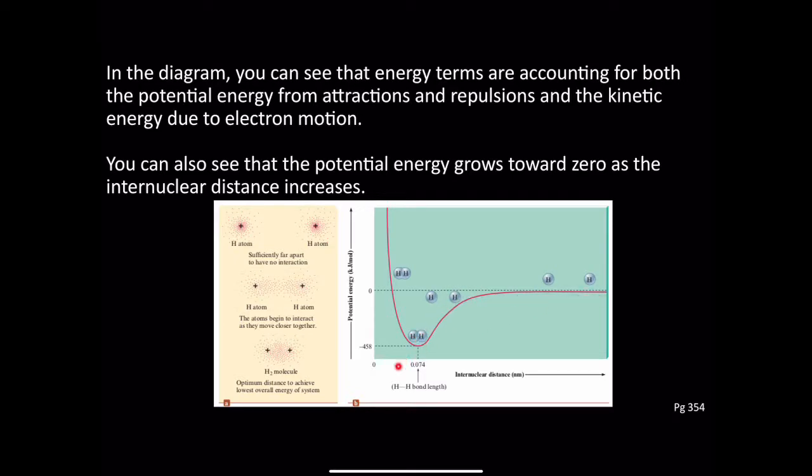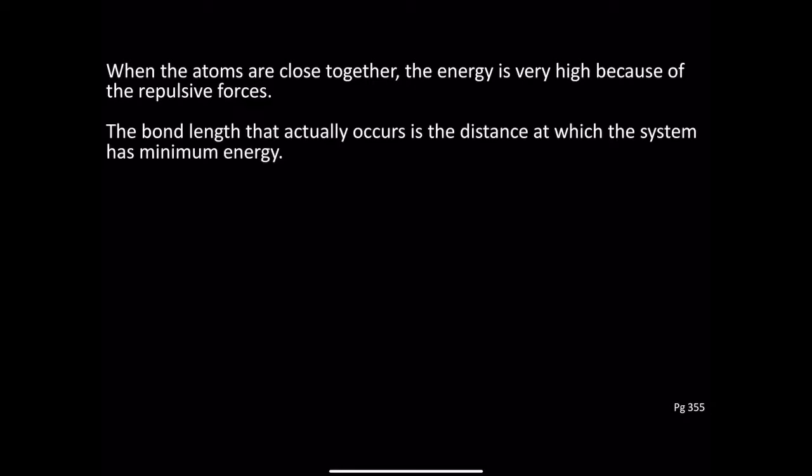So this little spot right here, when they're 0.074 nanometers apart, that's when hydrogen is most likely to bond with another hydrogen atom. So when the atoms are close together, the energy is very high because of those repulsive forces, so they're not likely to form. But the bond length that actually occurs is the distance at which the system has its minimum energy.